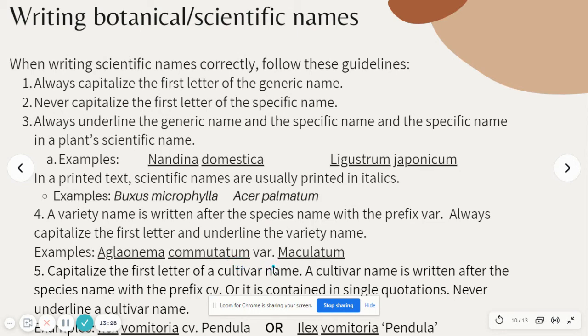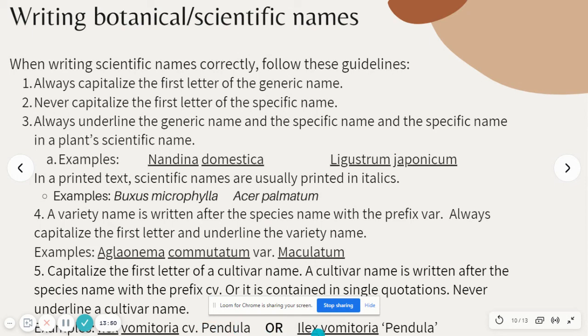And there's 2 different ways you can write it. You can do it with that prefix CV. CV stands for cultivar. So in this one, Ilex is my genus, vomitoria is my species. CV is going to tell me that this next word is my cultivar. I don't have to underline it, but I do need to make sure that the P is capitalized.